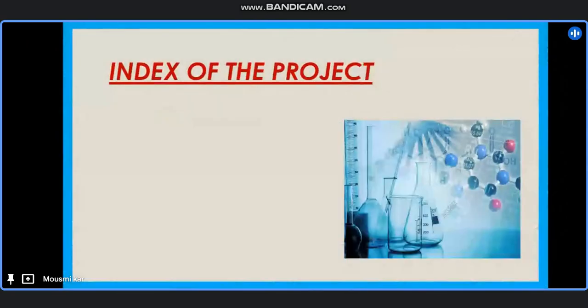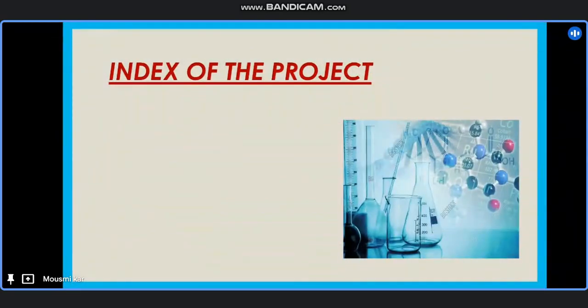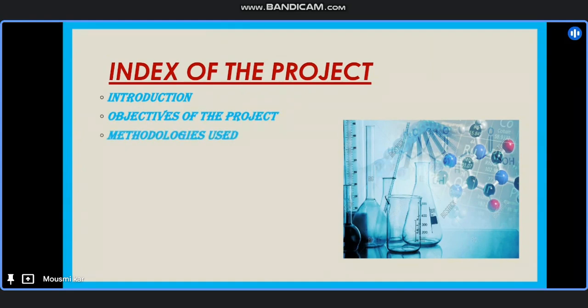Next, the index of the project. So we will learn first the introduction, then objectives of the project, then methodologies used, then main findings, then conclusion, and lastly references. So let's begin.